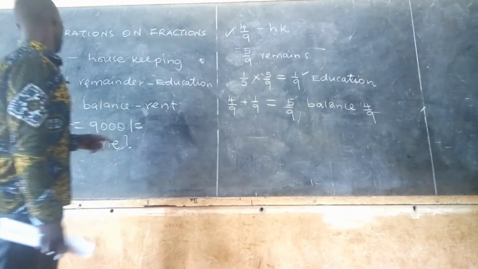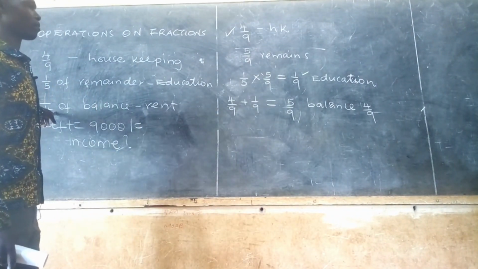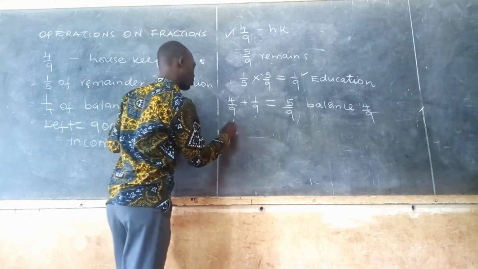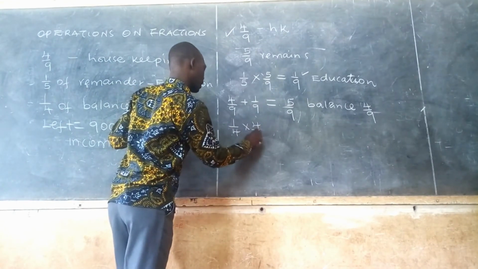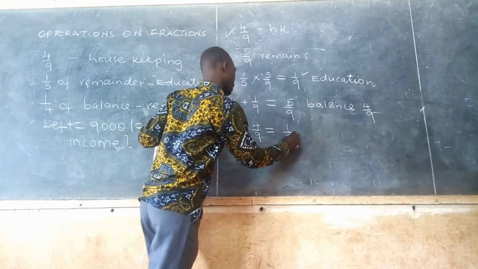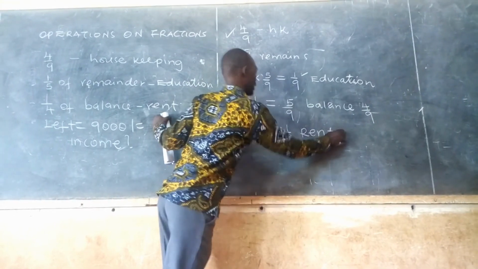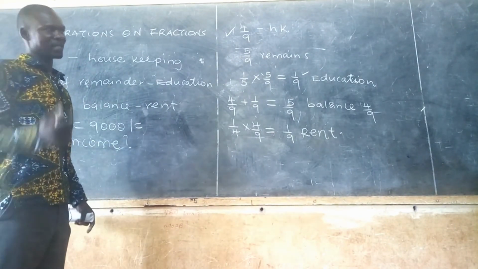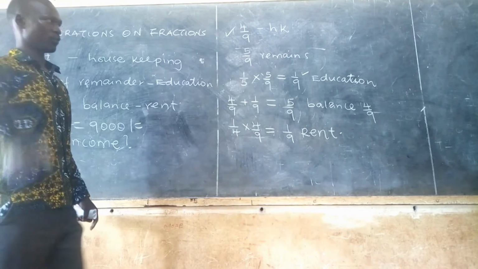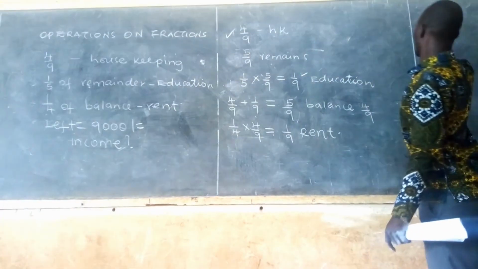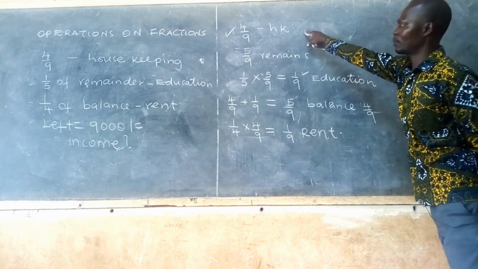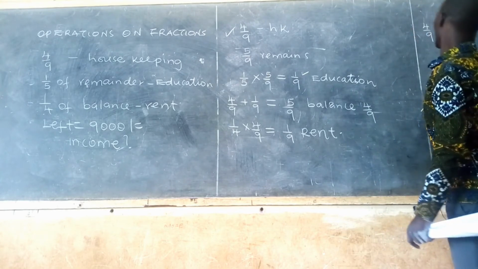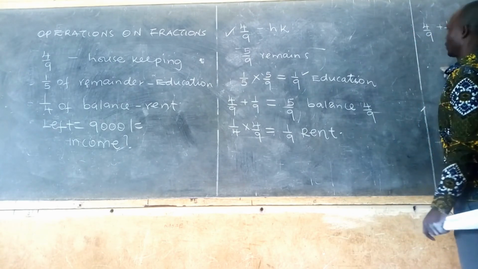Then I'm being told a quarter of that is used for rent. So what is the one used for rent? It will be a quarter times 4/9. Coincidentally, another 1/9 will be used for rent. Then you are told this leaves me with 9,000. Let us understand how much has been used so far. What has been used so far is 4/9 for housekeeping, 1/9 for education, and then another 1/9 for rent.